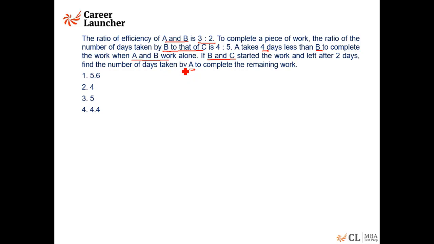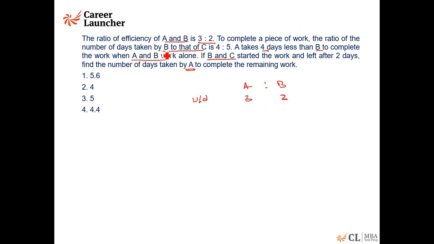Now this kind of a question, my recommendation would be, please write it down, because there is a likelihood of getting confused. So what do we have here? A is to B, the ratio of efficiency is 3:2. That means the units per day that they will do is, if A does 3 units per day, B will do 2 units per day. Or A will take 2/3 the number of days.